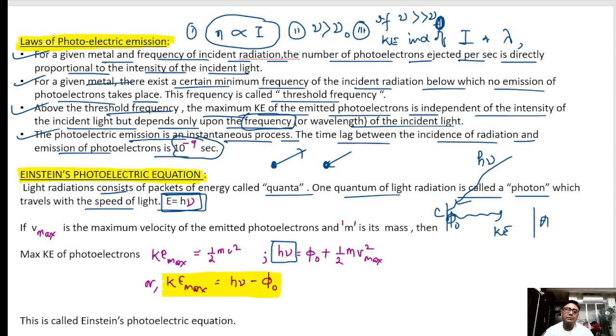So we can write that this is the equation of the kinetic energy of the electrons emitted. Out of the incident energy, some energy is spent to overcome the attractive force of the electrons, which is called the work function. Then the remaining of it is the kinetic energy of the photoelectrons. So this is Einstein's photoelectric equation. Clear?